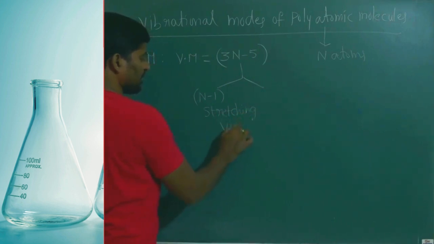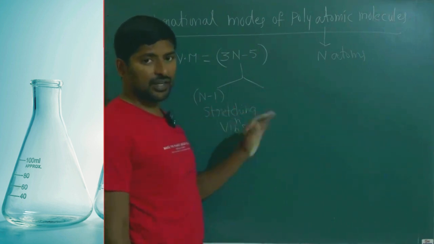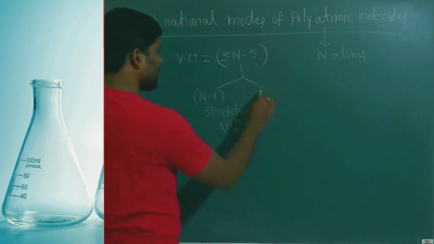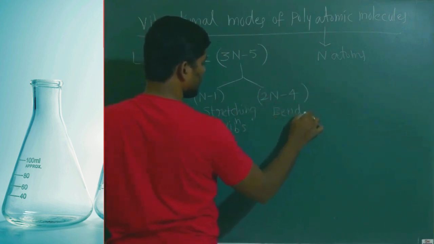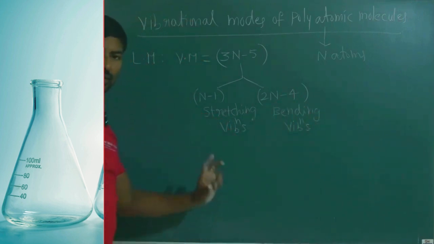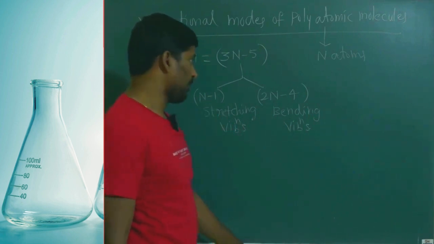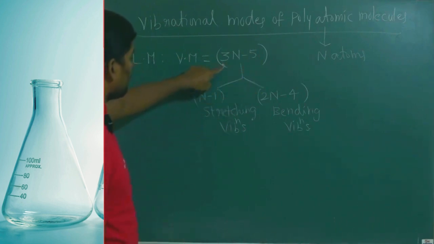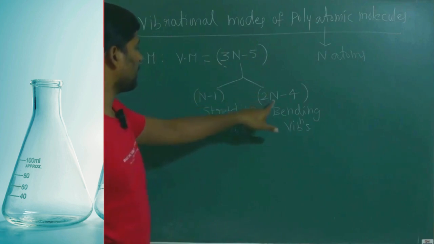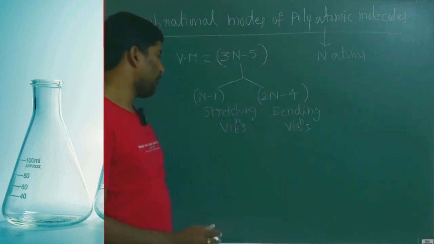In stretching vibrations, we have symmetric stretching and anti-symmetric stretching. The remaining are bending vibrations, that means 2n minus 4 are bending vibrations. Stretching vibrations mean the bond length changes during vibration. Bending vibration means the bond angle changes during vibration. So we are taking a linear molecule containing n atoms. The number of vibrational motions possible is 3n minus 5. Out of 3n minus 5, n minus 1 are stretching vibrations and 2n minus 4 are bending vibrations.